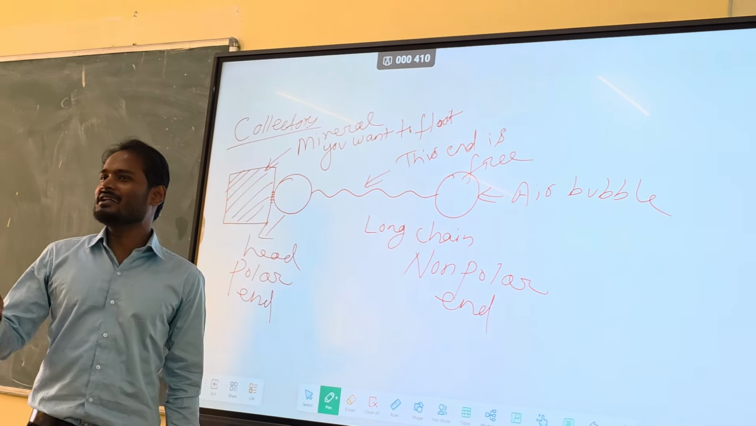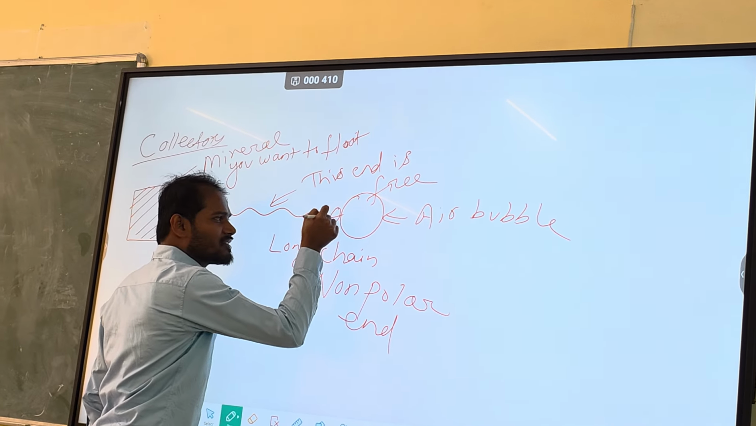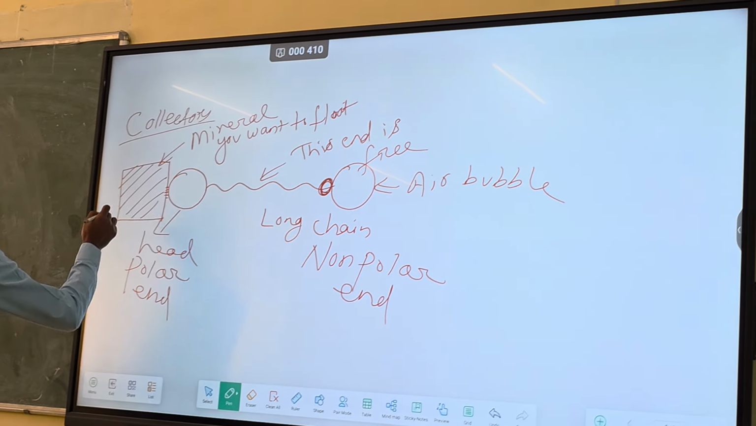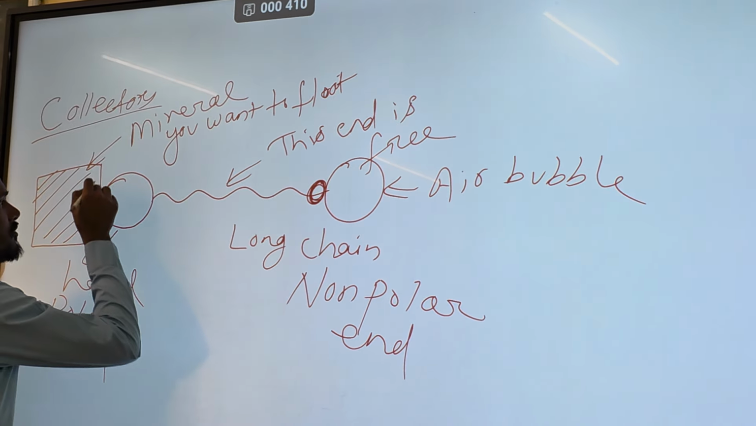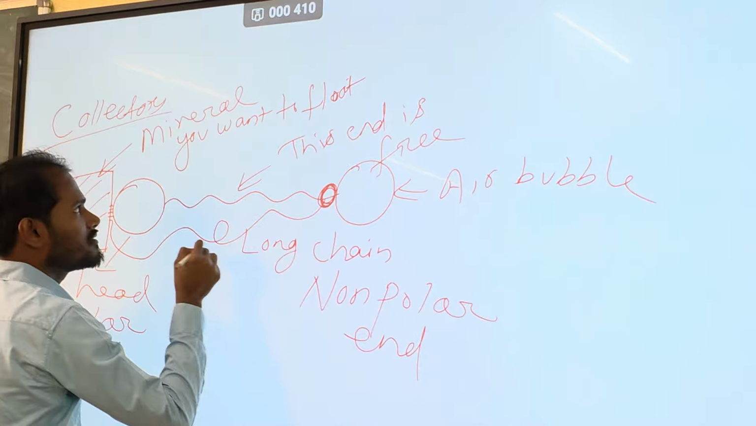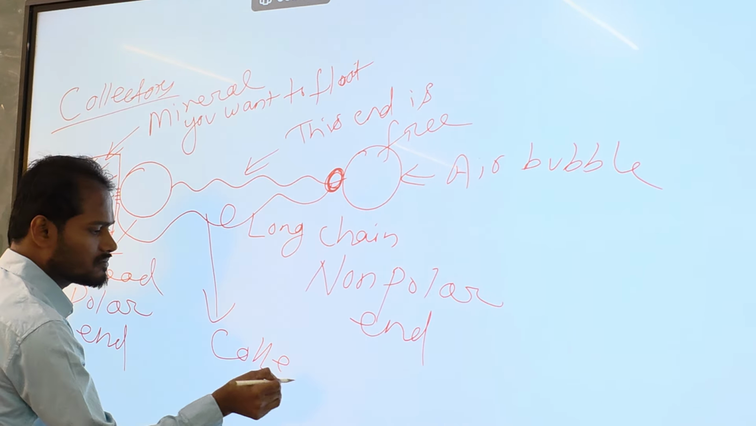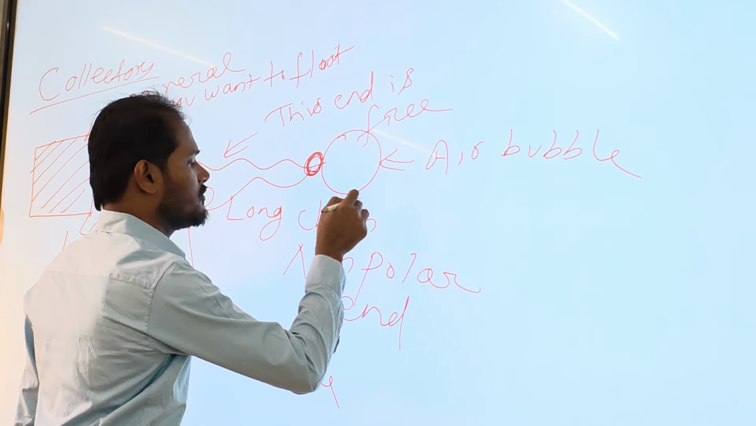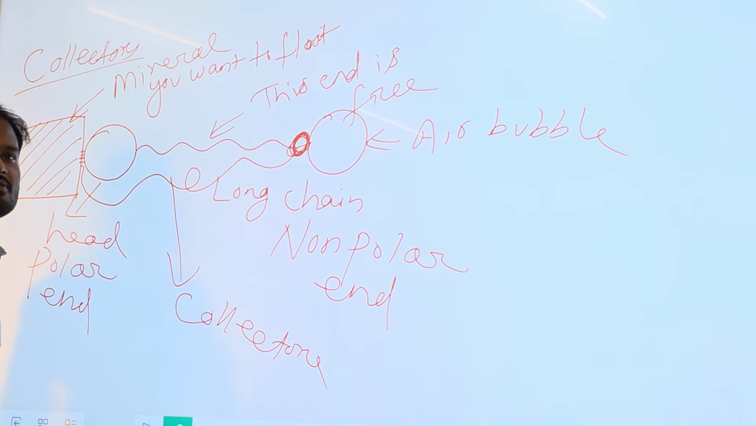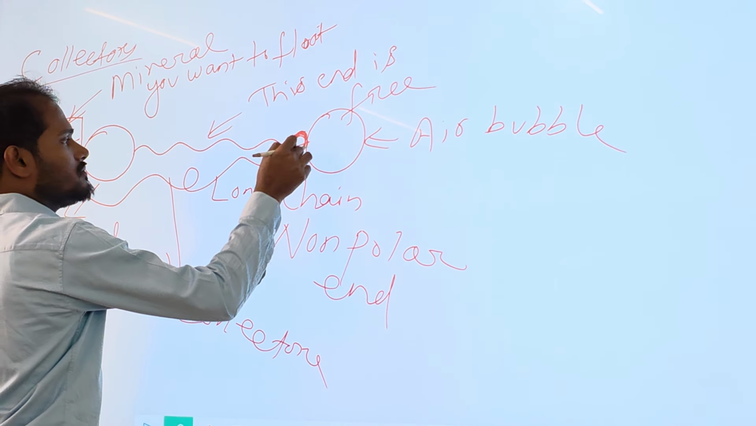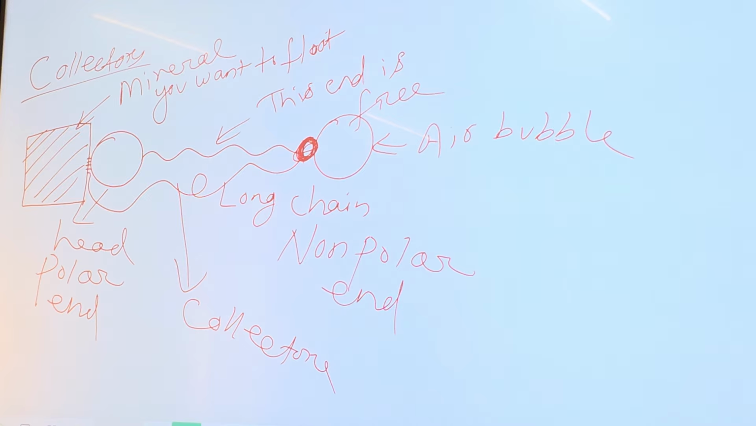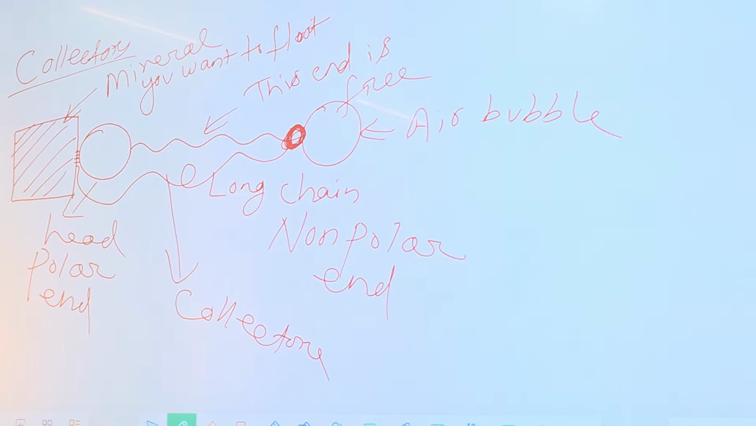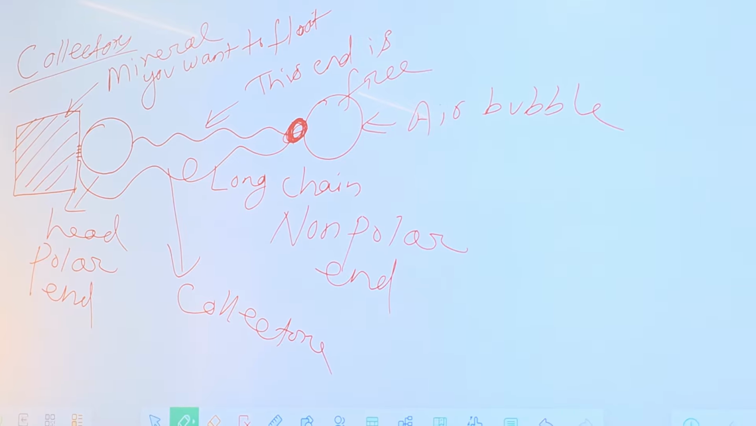But the point is, in between them there will be some other substance. Can you tell me which? Just imagine, this is the mineral, fine. This is your collector, from here to here. And this end is your air bubble in water. In between them there will be some substance: the frother. Your frother stabilizes the air bubble, so the frother will also attach to the air bubble.